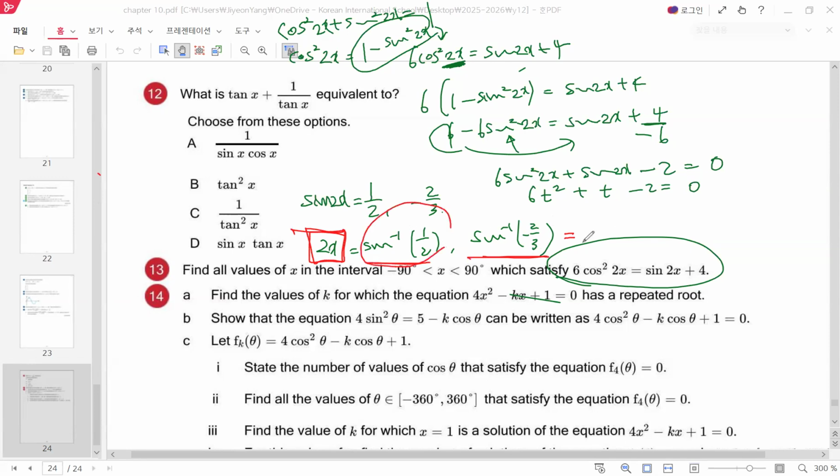This one, I can remember it says 30 degrees. And what's this one? Sabana? Negative 30 degrees. And what's the second one? Minus 41.8 degrees. Thank you so much.